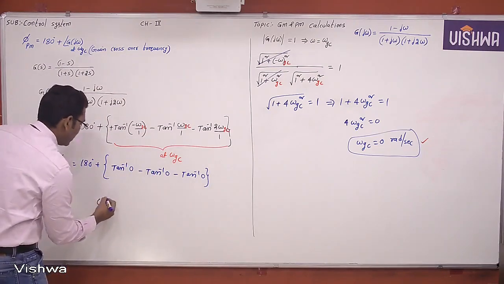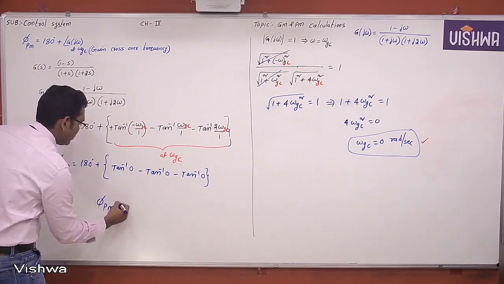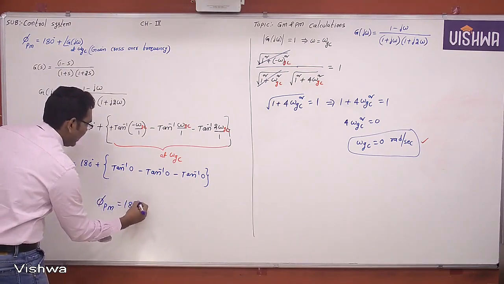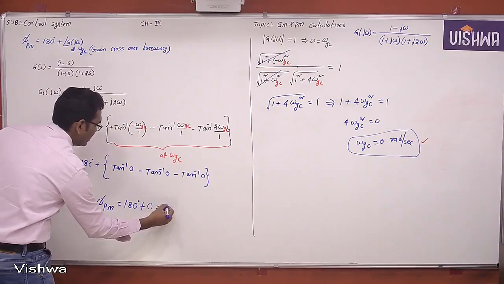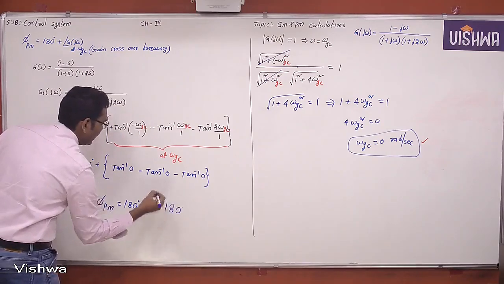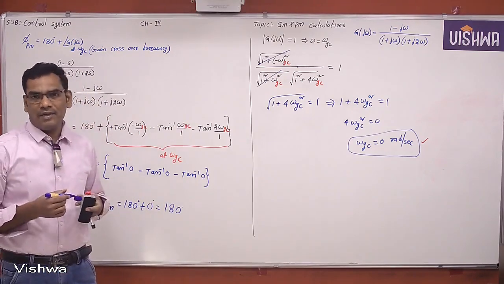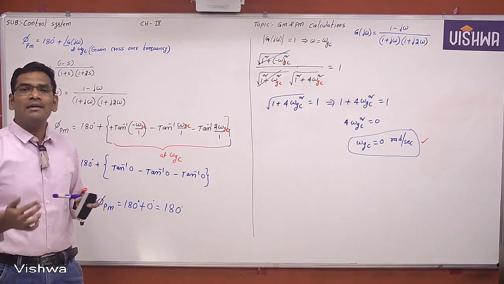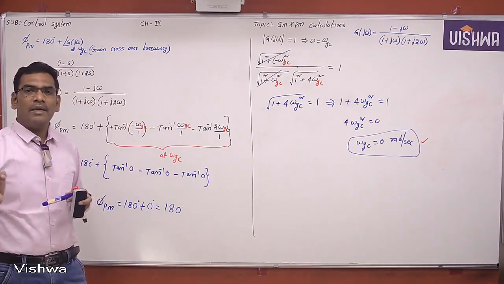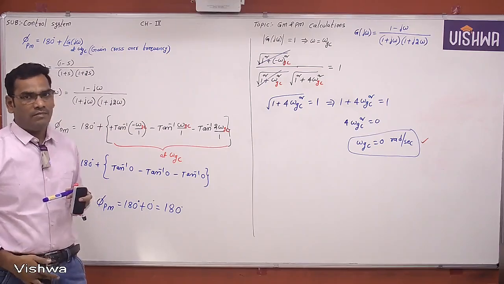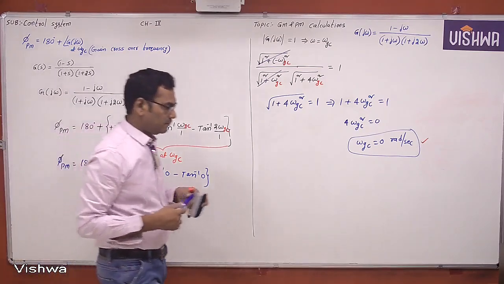Then finally, what is the phase margin? The phase margin is equal to 180 degrees plus 0 degrees, which is equal to 180 degrees. This is the phase margin. This is the way to calculate the phase margin by considering the open loop transfer function. Okay, note down this one.